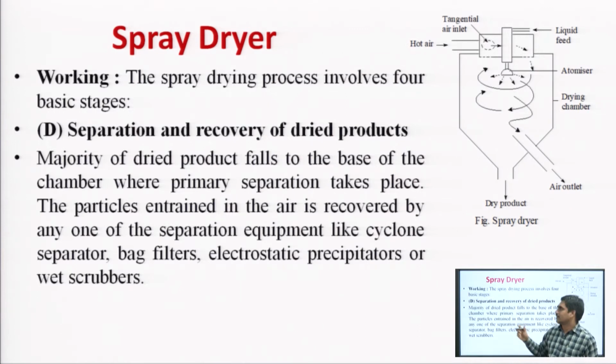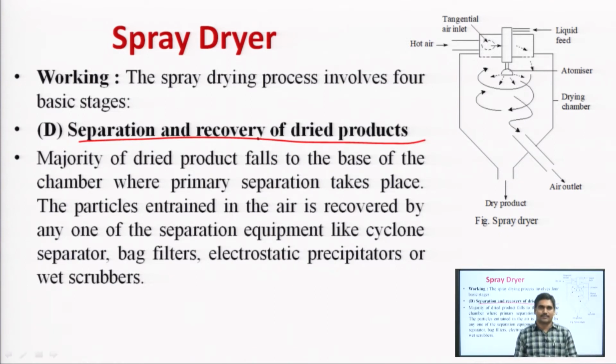The last stage of this spray drying process is separation and recovery of dried products. So, the majority of dried products fall to the base of the chamber where primary separation takes place. The particles which are entrained in the air are recovered by separation equipment like cyclone separator, bag filters, electrostatic precipitators or wet scrubbers. By using any of these separating equipments, particles can be separated.